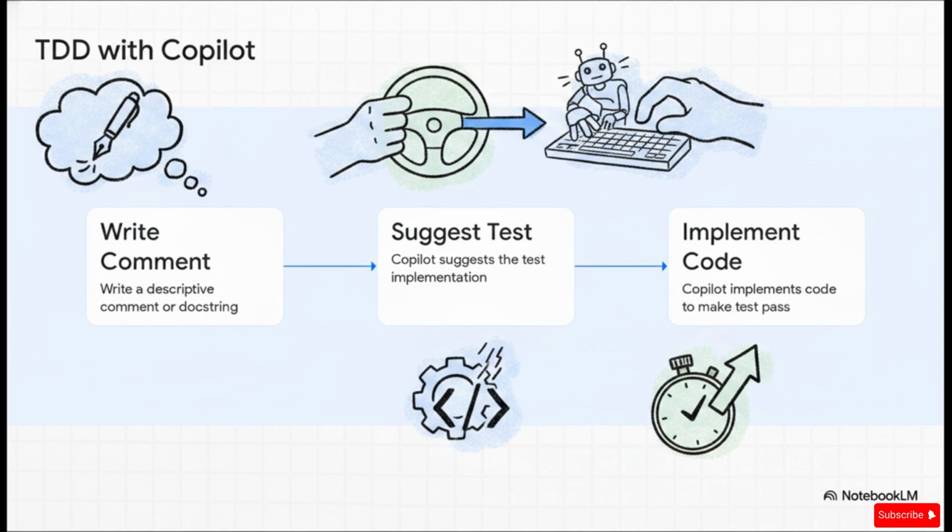Step 1, you just write a descriptive comment or docstring laying out your requirement. Step 2, Copilot scaffolds the exact unit test for you, anticipating the edge cases. And step 3, you use that test as a strict specification, and Copilot implements the actual code to make the test pass. You drive the architecture, and the AI does the heavy typing.